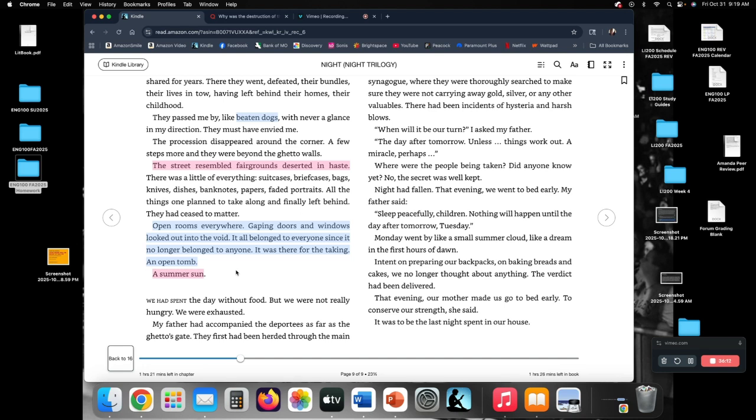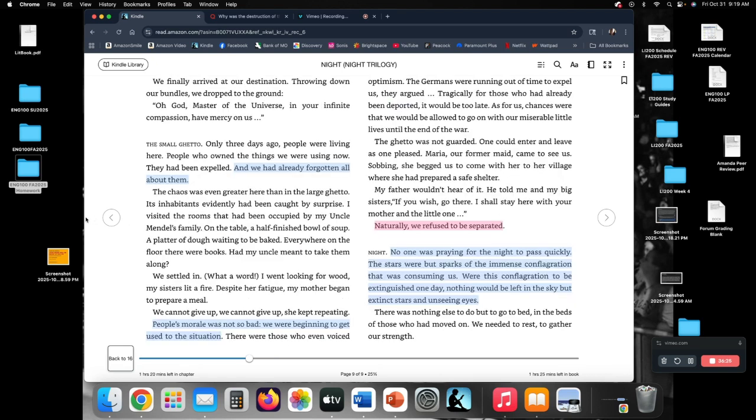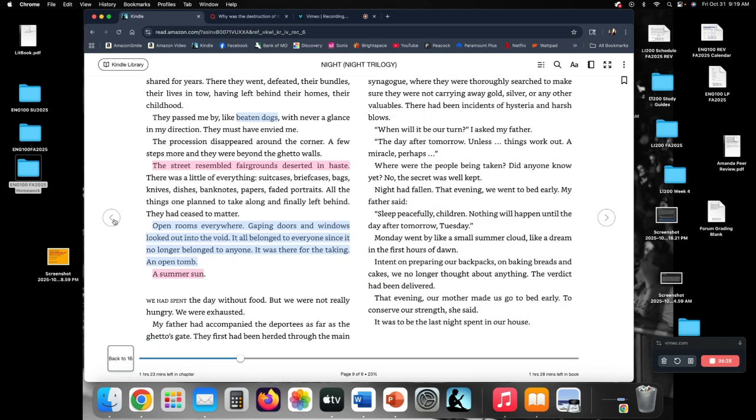I'm on page 17. Now I'm moving on to page 18, and here we have another night. Let me see if I can find it. Night had fallen. I have it highlighted in my book. I don't have it highlighted here. So night had fallen. That evening we went to bed early. So night here could just be traditional night. But again, we've already talked about what night symbolizes, so I won't go into that point.